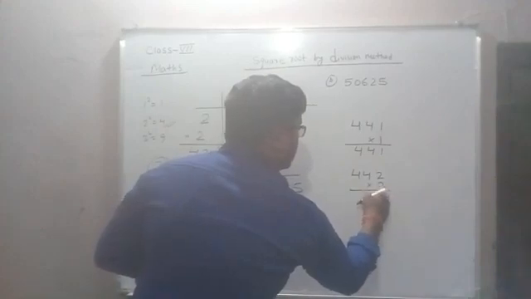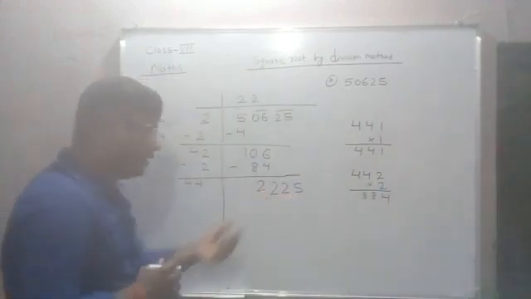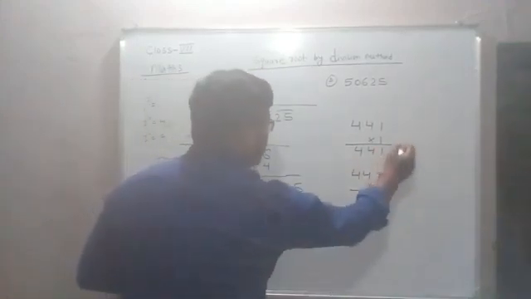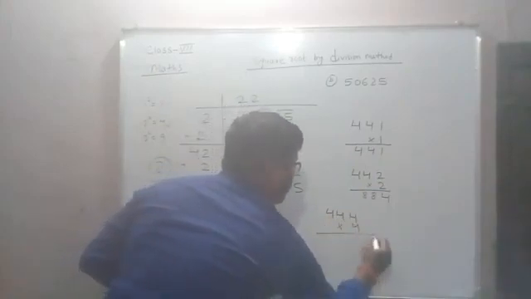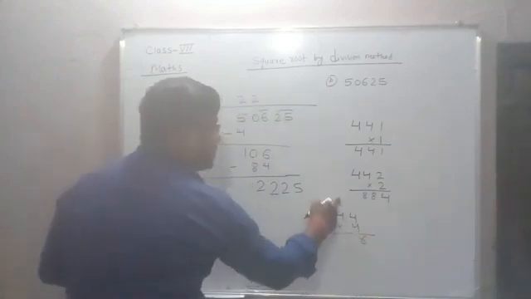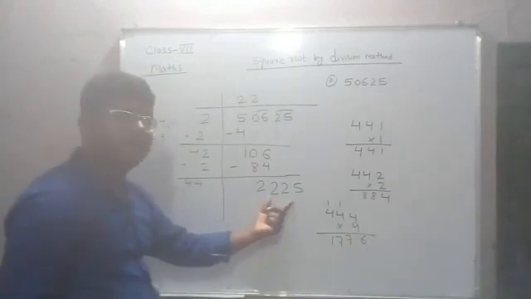2 2s are 4, 2 4s are 8, 2 4s are 8. It is far greater. Okay, then we need to think. This is not appropriate. If I think to write 4, how much will you get? 4 4s are 16, 4 4s are 16 plus 1, 17. Still it is greater.